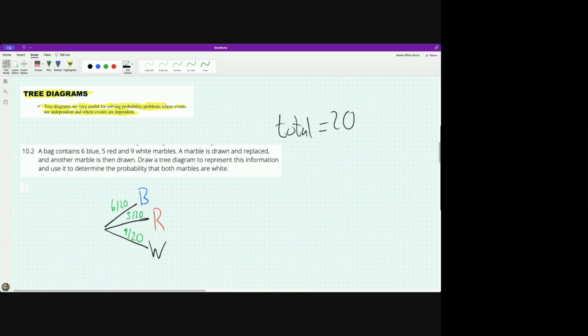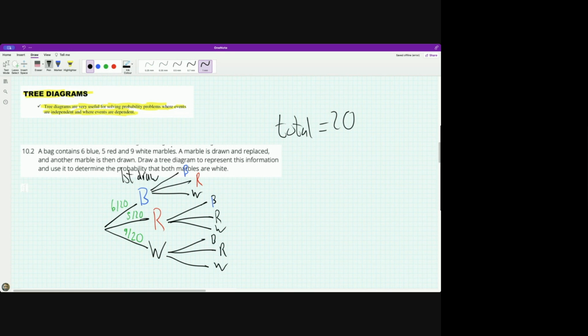Okay, now here's the problem. We don't just draw it once. We draw it a second time. So how are we going to represent the second draw? Well, because we put the marbles back in, we can have the same choices as before. We can have blue, we can have red, or we can have white. So the second time we draw, we have exactly the same choices as the first time. I'm not going to use the same colors every time. You guys can kind of understand what I'm doing.